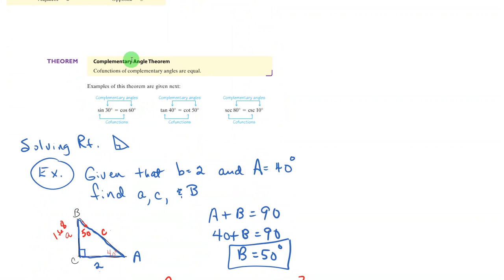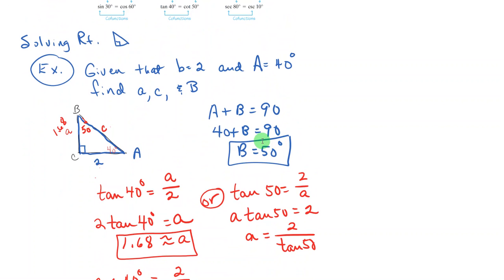We might also look at this complementary angle theorem before we get to examples. Cofunctions of complementary angles are equal. So cofunctions are sine and cosine, tan and cotan, secant, cosecant. And if you have cofunctions, they're equal if you take the complementary angles. Remember, complementary angles add up to 90. So the sine of 30 has to equal the cosine of 60. Tan 40, cotan 50, secant 80, cosecant 10. So complementary angles, cofunctions.